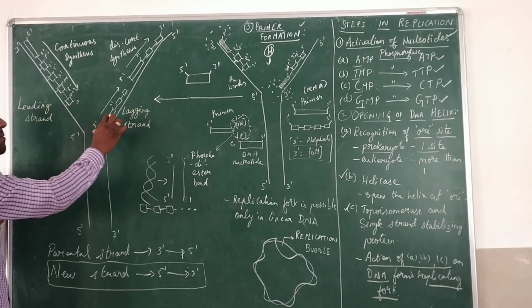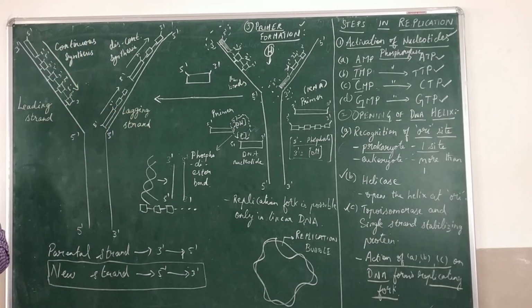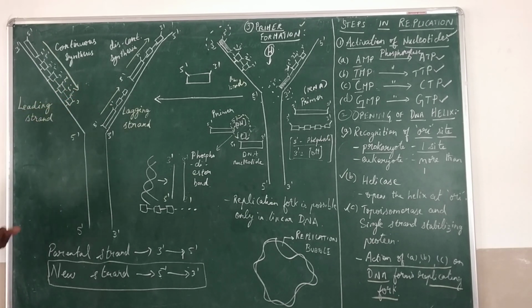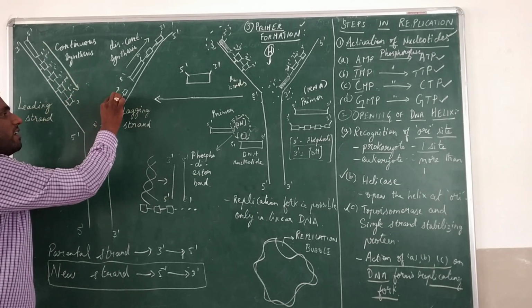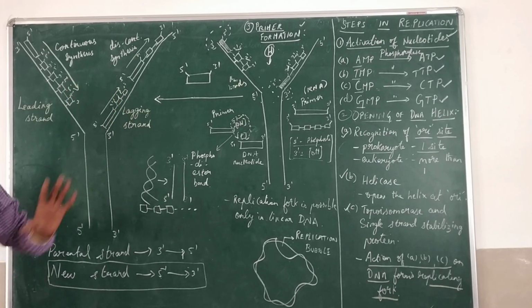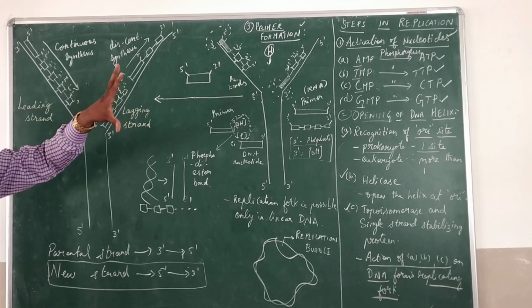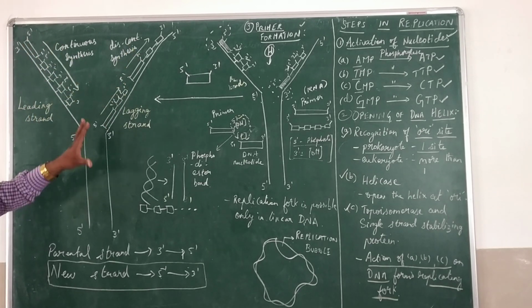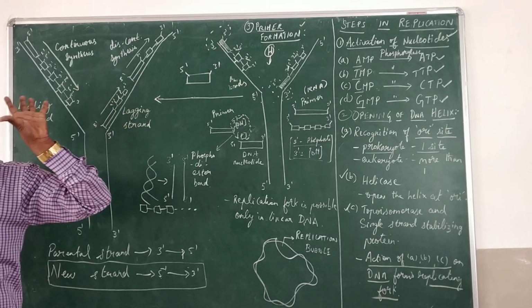So what happens? One more primer comes and attaches at this end. And again the same process starts. 3 dash, 5 dash comes here, 3 dash, 5 dash, 3 dash, again phosphodiester bond, hydrogen bond. Again it keeps on adding. So what happens is, in one strand there is a continuous synthesis, but in the other strand there is a discontinuous synthesis.